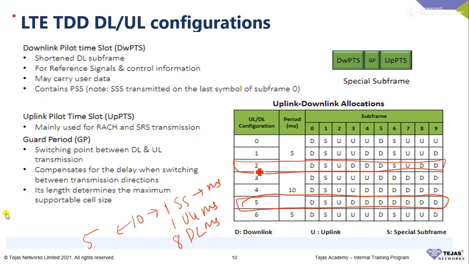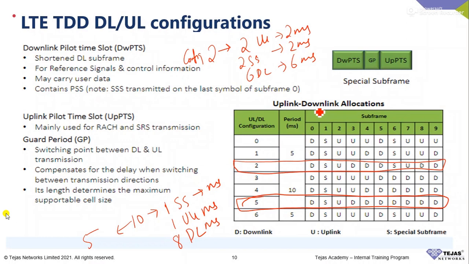Then they moved towards configuration number 2. If you look at configuration number 2, you can see here 2 uplink, that means 2 milliseconds for uplink, 2 special subframes, that means 2 milliseconds for special subframes, and the rest, 6 downlink, that is 6 milliseconds for downlink. So this is purely up to an operator what configuration he goes with, but the operator has to choose between either of these 7 uplink downlink configurations.